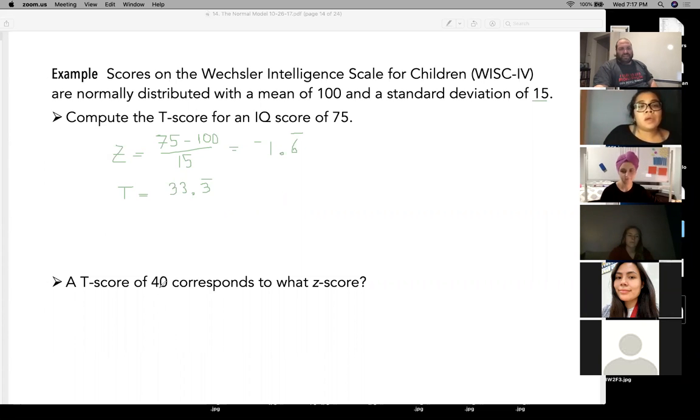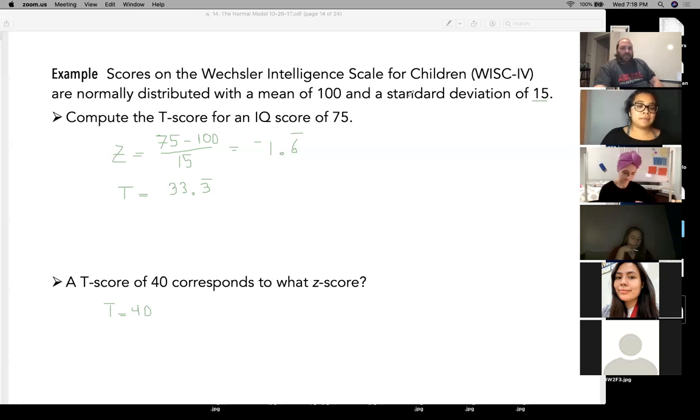Yes. Okay, next question. Professor, sorry, I have a question. I got exactly 34 for the t-score. Why did you get 33.3 repeated? You probably used the rounded version of this, right? Okay, got it.